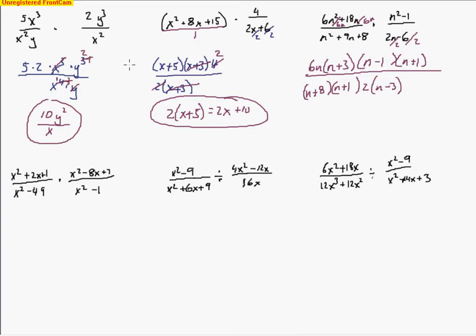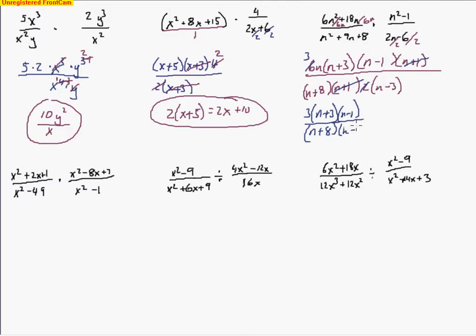And so we can go ahead and do some reducing at this stage. And so I see that the 2 goes into the 6 3 times. And I see that the n plus 1 here will cancel out this n plus 1. But that's it. That's all I have left over. So what we have is a 3 times n plus 3 times an n minus 1. Down below we'd have an n plus 8 multiplied by an n minus 3.